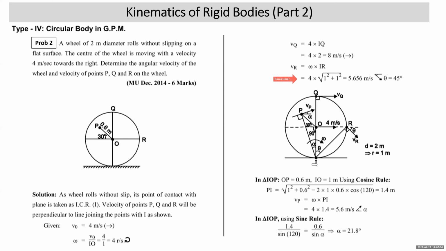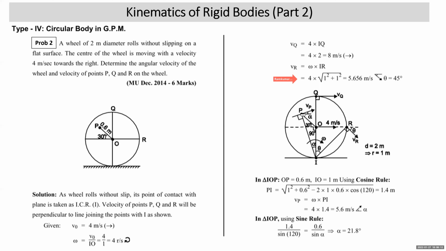Point P should be joined with ICR. Velocity of point P will be perpendicular to PI in such a way that it gives clockwise rotation. So it is to the right. What we have shown is correct since omega is clockwise.